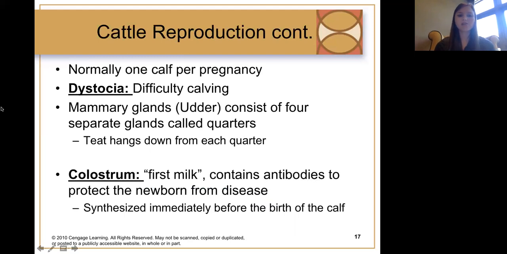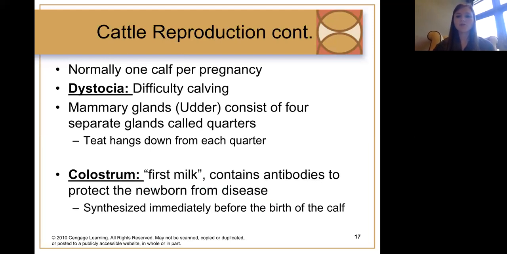So like I said, there's normally one calf per pregnancy. And some cows, I'm sure a lot of you have experienced, will have difficulty calving, especially if they're heifers and it's their first time calving. They might have more difficulties. And difficulty calving is called dystocia. That's the term used to describe that.